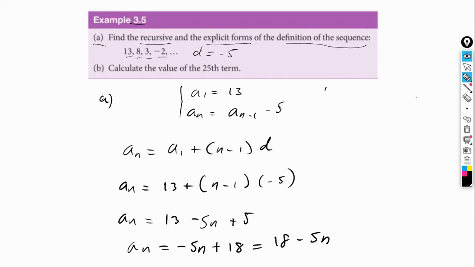Part B says calculate the value of the 25th term. So that's easy. All we have to do is plug that into the explicit form. So a of 25 is going to be 18 minus 5 times 25. So that means 18 minus 125, and that's going to equal negative 107.